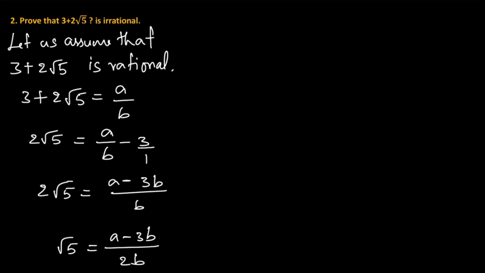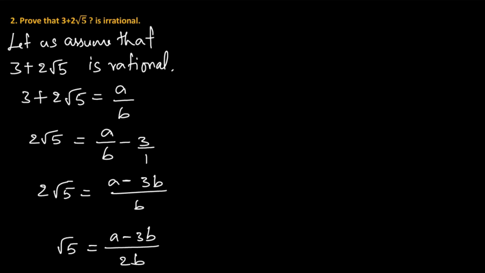Correct? Clearly you can see, in the previous problem we have already solved, 5 is not a perfect square, and root 5 is an irrational number. We can prove that. Here, root 5 is equal to a minus 3b divided by 2b, which is a rational number.